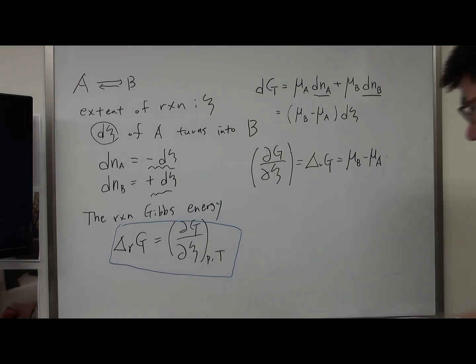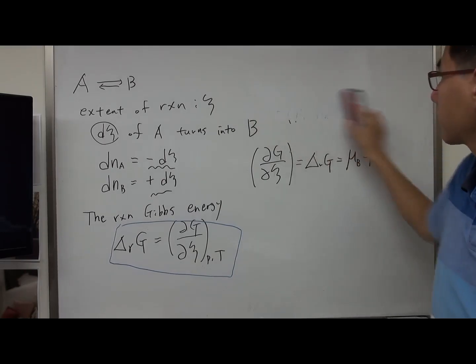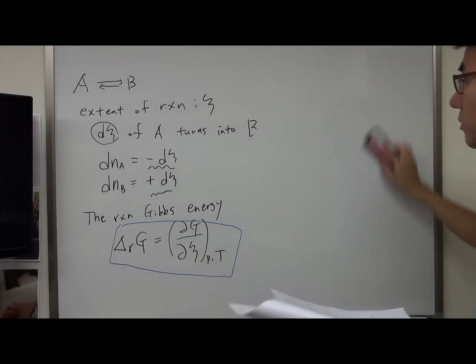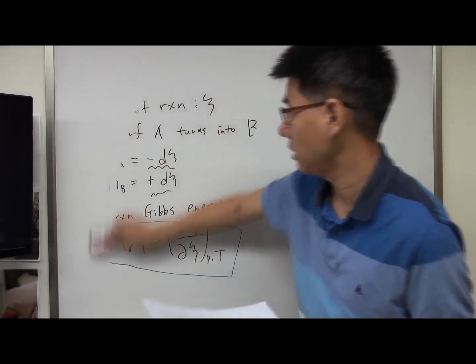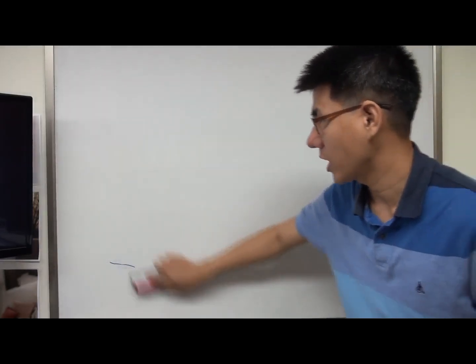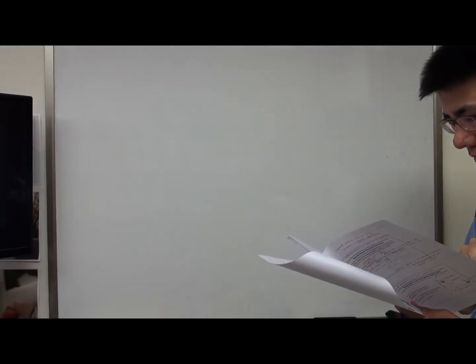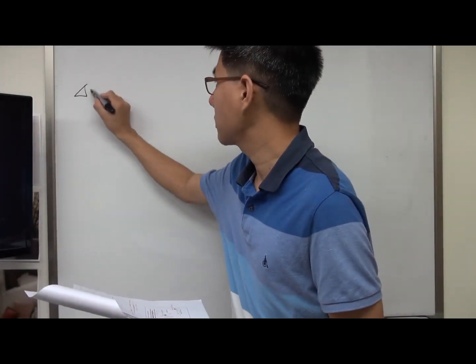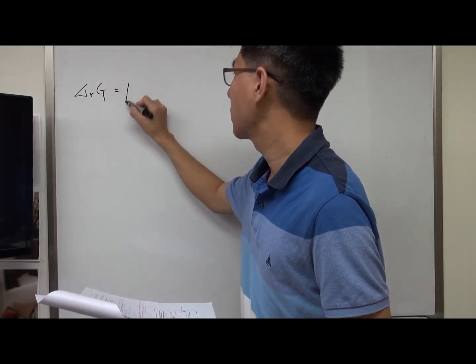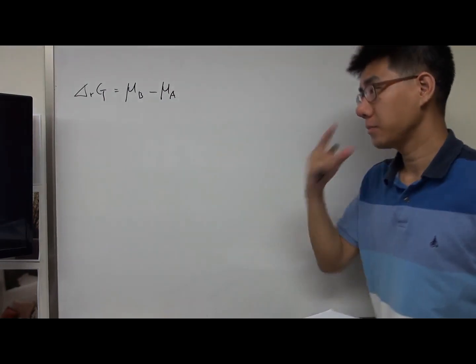Okay, let's move on to the next slide. If you look at the next slide, titled exergonic and endergonic reaction. So, reaction Gibbs energy was mu B minus mu A. Okay?